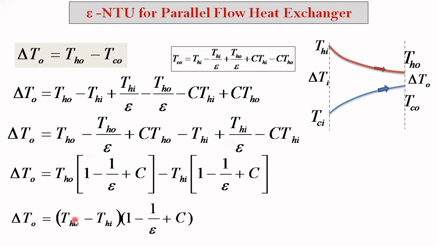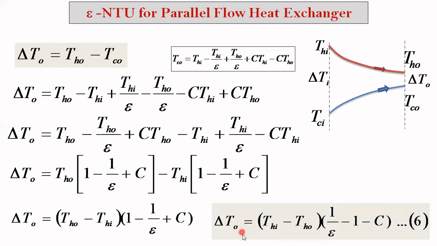So we can have this equation THO minus THI. This term will be common. So we can write down 1 minus 1 upon effectiveness plus C. Now we can slightly modify the equation. We can write down THI minus THO. So here this minus sign will become plus sign. So 1 upon effectiveness minus 1 minus C. So that is the equation for delta To, equation number 6.